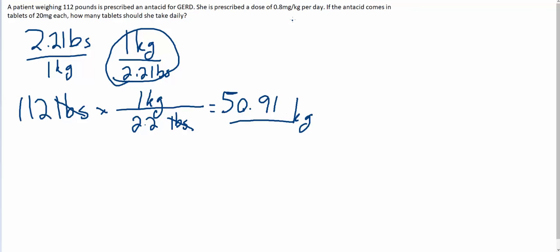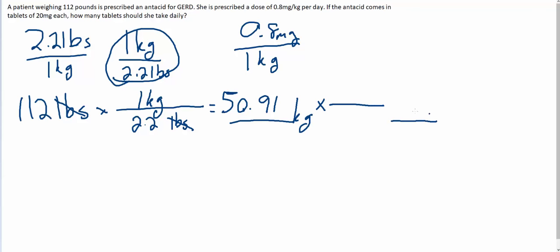Now we'll look in the problem and see where there are kilograms, and we'll see that in our dose, 0.8 milligrams per kilogram per day. We can write this as 0.8 milligrams need to be taken for every kilogram of body weight. And we'll multiply our kilograms of body weight times this conversion factor. So 0.8 milligrams on top, 1 kilogram on the bottom. And what we see here is, again, kilograms over here cancel with these kilograms on the bottom, and that's going to leave us with milligrams of medicine needed per day.